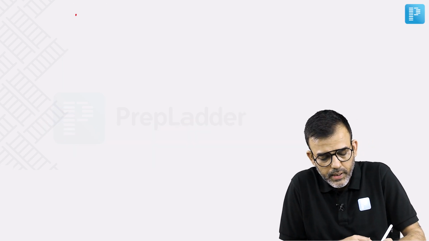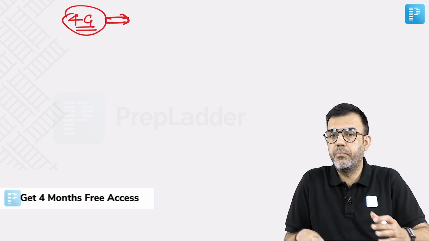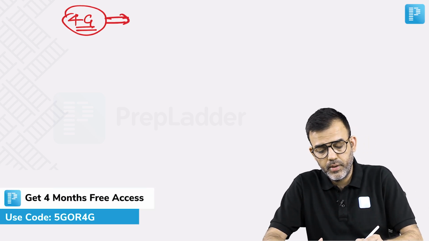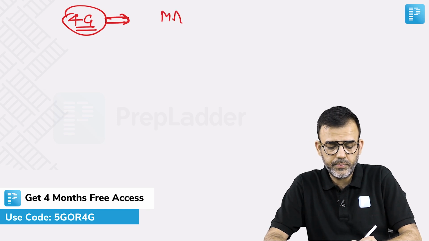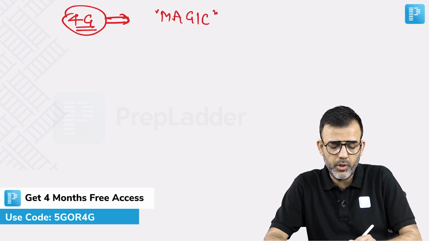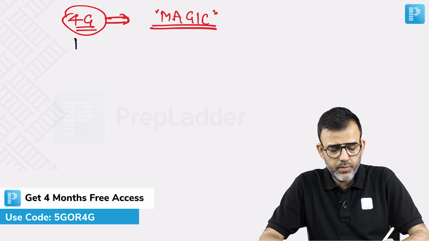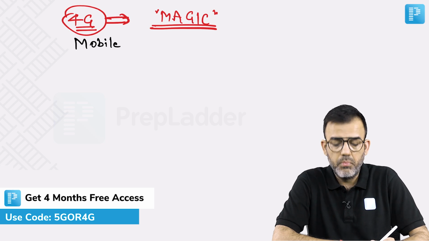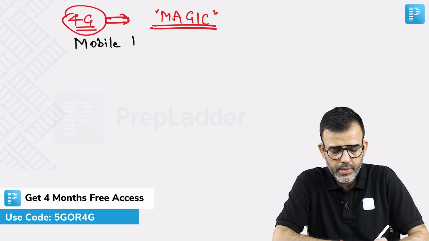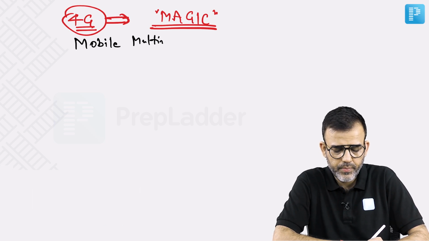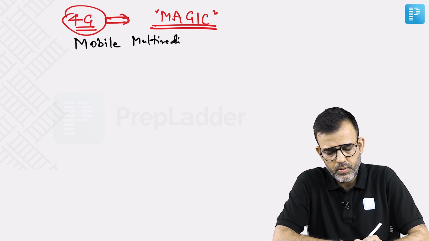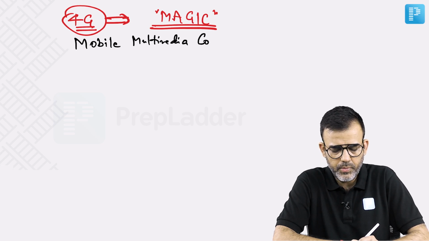Technically, the very popular name given to 4G was MAGIC. You should be aware of this nomenclature also. MAGIC, what does it mean? M stands for mobile multimedia communication.